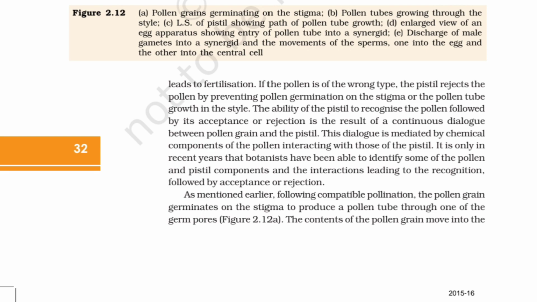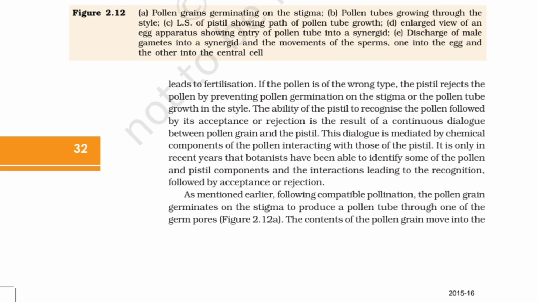The ability of the pistil to recognize the pollen, followed by its acceptance or rejection, is the result of continuous dialogue between the pollen grain and the pistil. This dialogue is mediated by chemical components of the pollen interacting with those of the pistil. It is only in recent years that botanists have been able to identify some of the pollen and pistil components and the interactions leading to the recognition followed by acceptance or rejection.